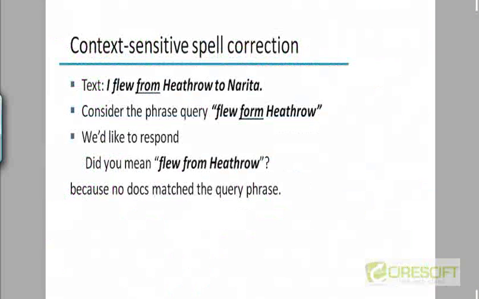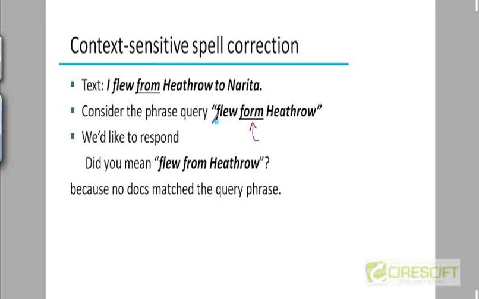So we are now going to move to the last part of this chapter, context sensitive spelling correction. Now context sensitive spelling correction is going to detect spelling errors of this form, where each word is spelled correctly, but instead of the query being "flew from Heathrow", it's going to be "flu form Heathrow".